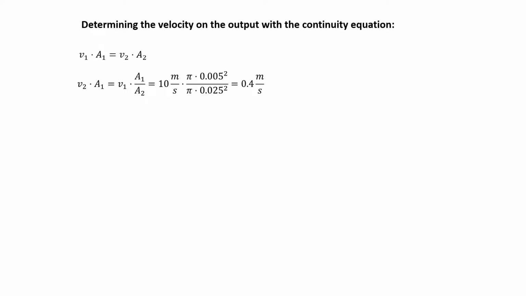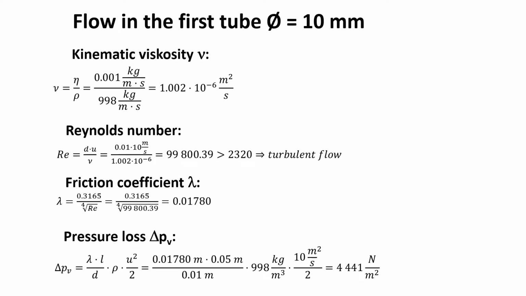First, what we will do is calculate the speeds and the pressures with an analytical model. We can say that the incoming speed is 10 meters per second. So that means that in the second tube, the speed will be 0.4 meters per second. Next, we will calculate the pressure loss in the first tube with a diameter of 10 millimeters.